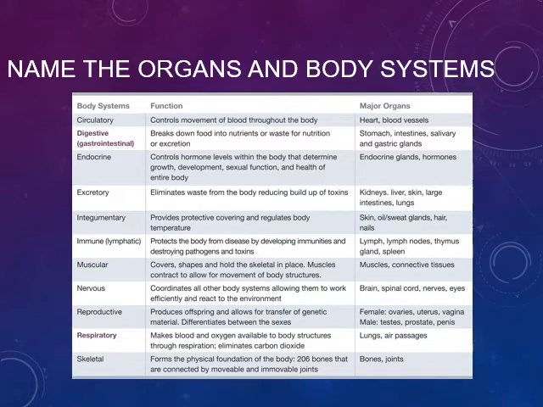Organs are structures composed of specialized tissues designed to perform specific functions in plants and animals. Body systems are groups of body organs acting together to perform one or more functions. The table shown here outlines the body systems, indicating the functions of each system and the major organs that are associated with them.